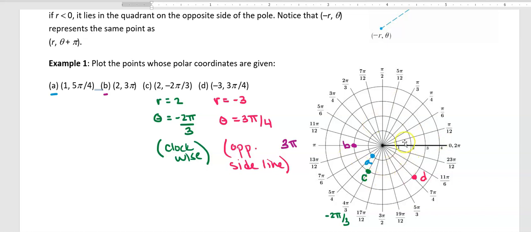So hopefully this little practice helped you understand the idea of negative r values, negative angle values, and then how to use your r and your angle to plot the point as a whole.